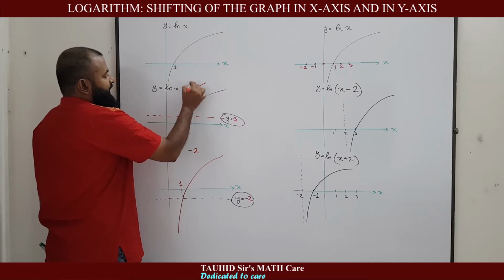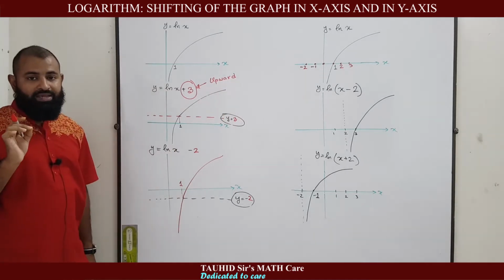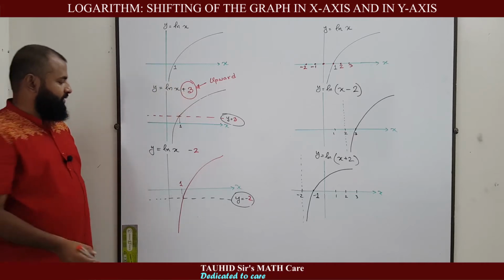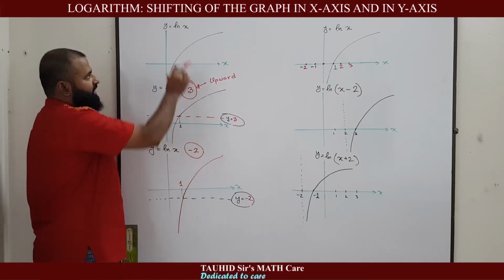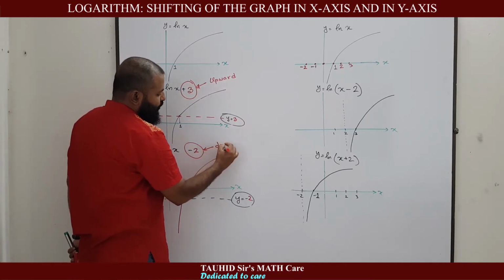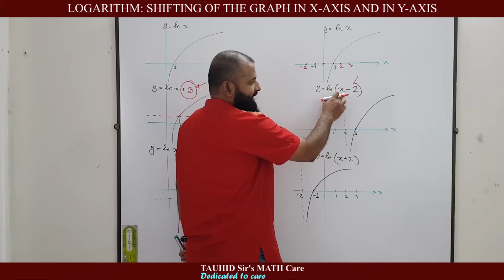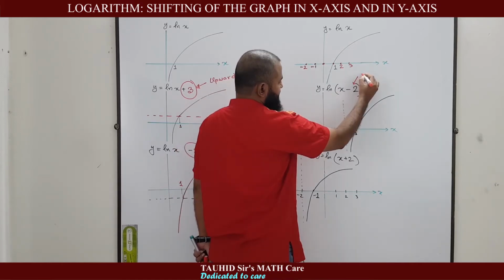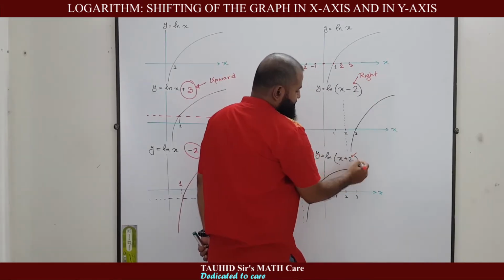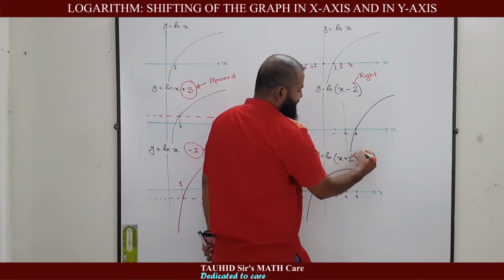When you see any plus, that means it will move upward. When something is added to the whole function, the function will move upward. When something is subtracted from the whole function, then the whole function will move downward. When something is subtracted from only the x, not the whole function, only the x, then it will move to the right. And when something is added to x, then the function will move left.